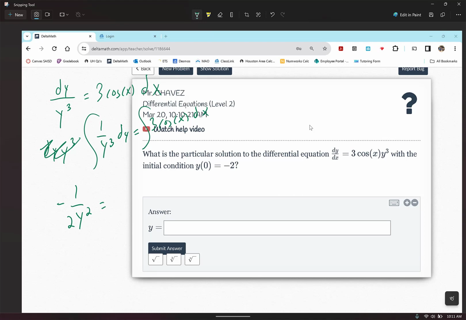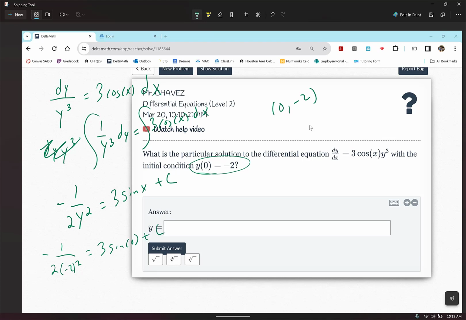Equals antiderivative of 3 cosine x. And then I got to put a c. All right. Do we have any mistakes? Negative 3 plus 1, negative 2. Yeah, everything looks correct. All right. My point is 0, negative 2. This looks like a good place to insert that 0, negative 2. Negative 1 over 2 and then negative 2 squared equals 3 sine of 0 plus c.